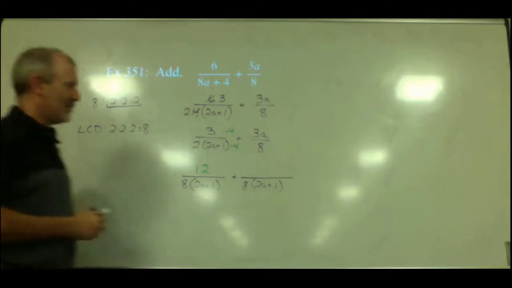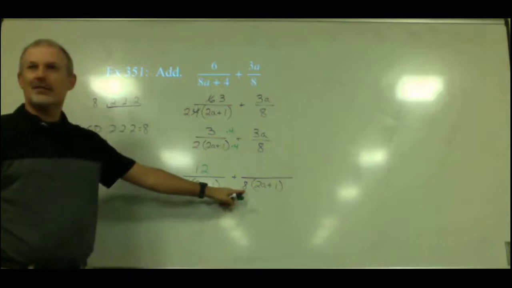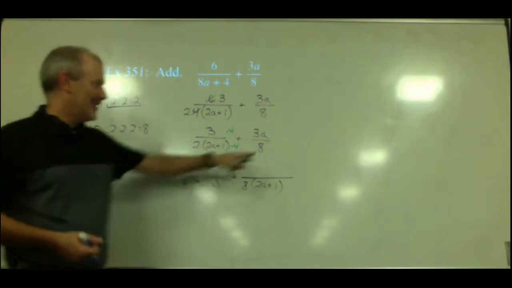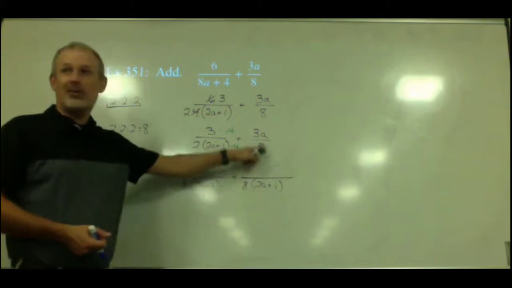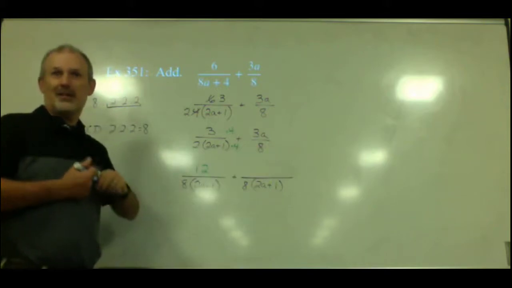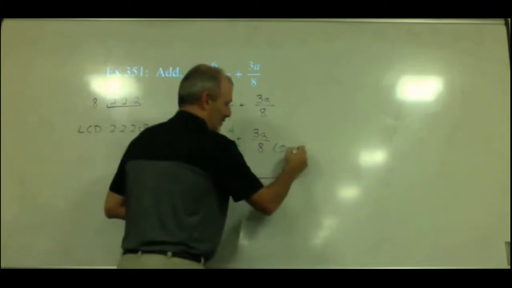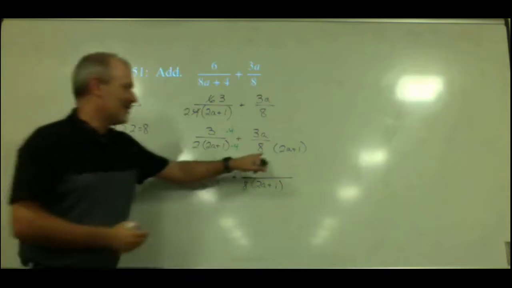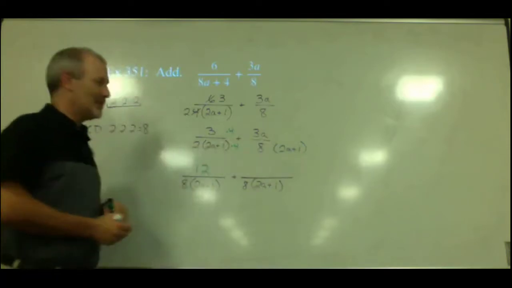Then we go to the second one. What do we have to multiply the 8 by to turn it into an 8? Nothing, right? It's already an 8. But we've got nothing here, and we need to have 2a plus 1. So what are we going to have to multiply by? We have to multiply by the 2a plus 1. Does it make sense? That'll give you 8 times 2a plus 1, and that's what we need, right? 8 times 2a plus 1.